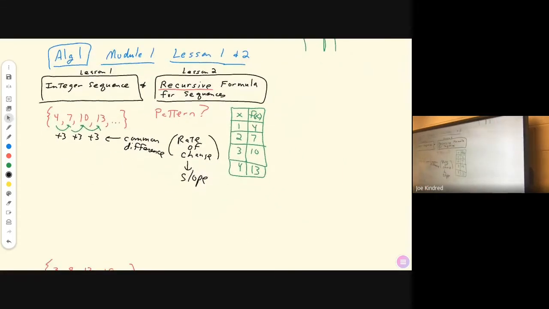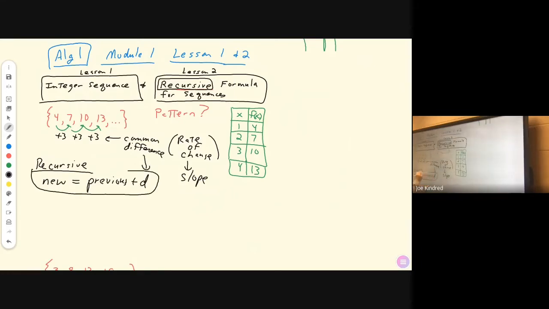And so what we want to do is notice this idea of recursive. Recursive basically means the new term can be found by taking the previous term and adding the d, or adding the common difference. So recursive is just about finding a new term by taking the previous term and adding the common difference to it.